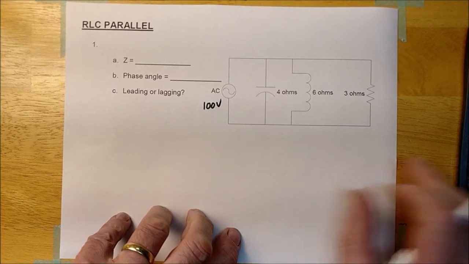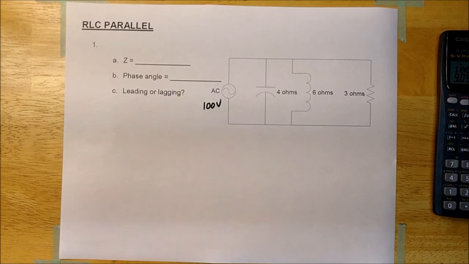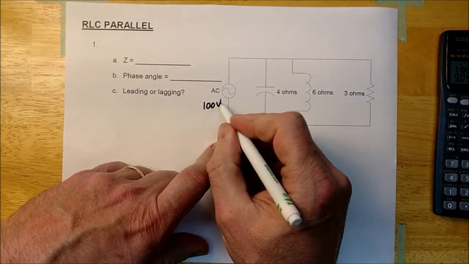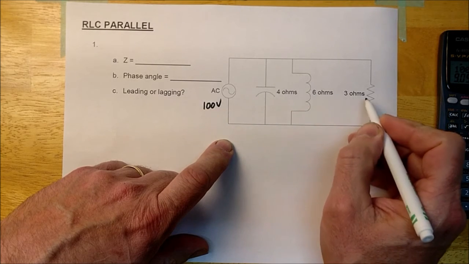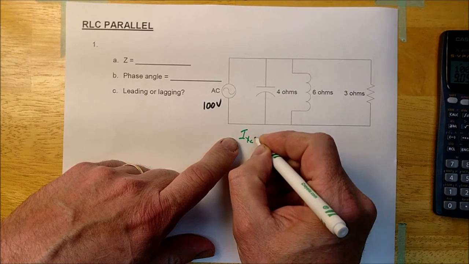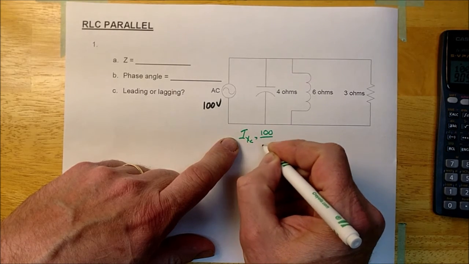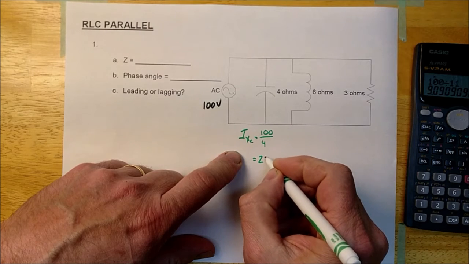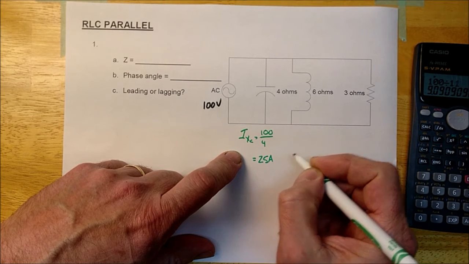Okay. So the method we're going to use to solve this circuit, guys, is we're going to calculate the currents and add them up. And if this is 100 volts, then this is 100 volts, so is this, so is this. So we're going to call this IXC. It is going to be 100 over 4, okay? And so I think that's 25, okay? 25 amps flowing in that one.